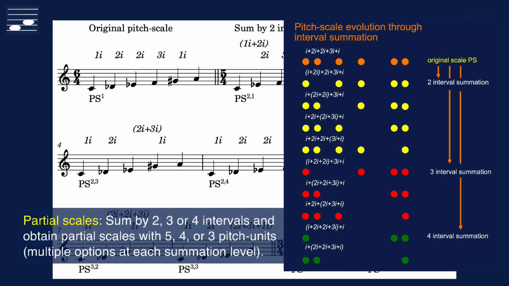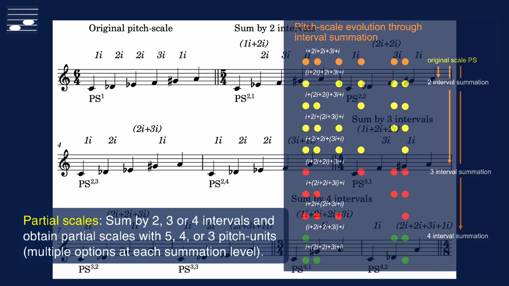The evolution process is illustrated in this diagram and is based on the summation of 2 or more neighboring intervals. The number of pitches decreases correspondingly, as can be seen here for the 4 sets of partial scales in different color. There are 4 different options for the 5-pitch partial scales, while summing 4 intervals leaves only 2 alternatives. Here are the sum by 2 intervals partial scales.